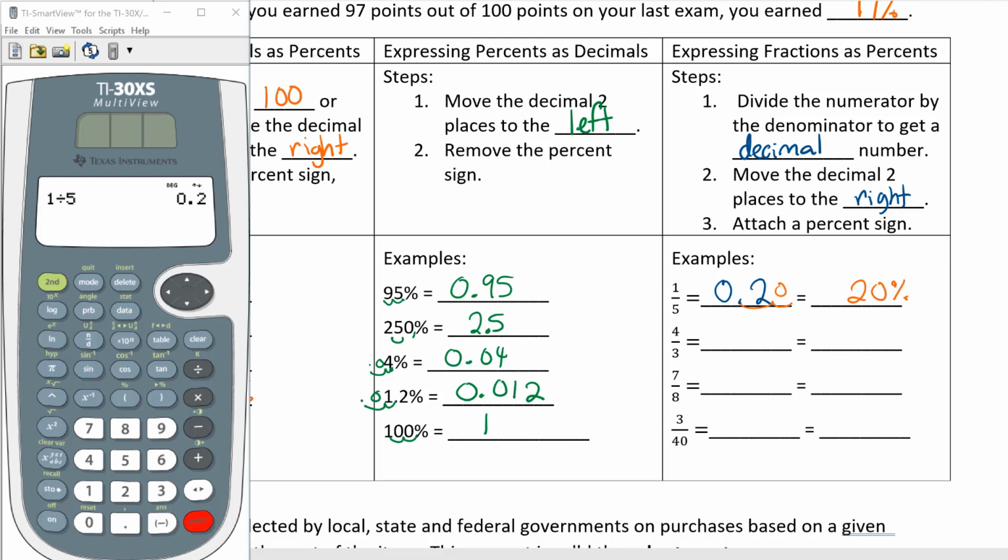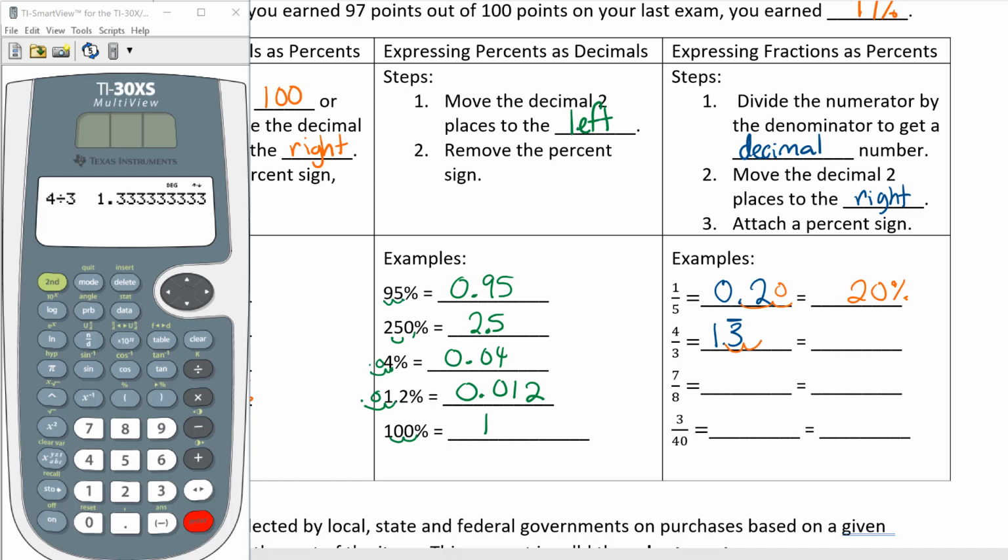And that's how you take a fraction and turn it into a percent. On our next problem, we have 4/3. So 4/3, I'm going to take 4 divided by 3, hit enter, and that gives me 1.333 repeating. The way I can write repeating is put a bar right above whatever digit or digits are repeating forever. So 1.3 repeating. Now to turn that into a percent, I'm going to move the decimal over 2 places.